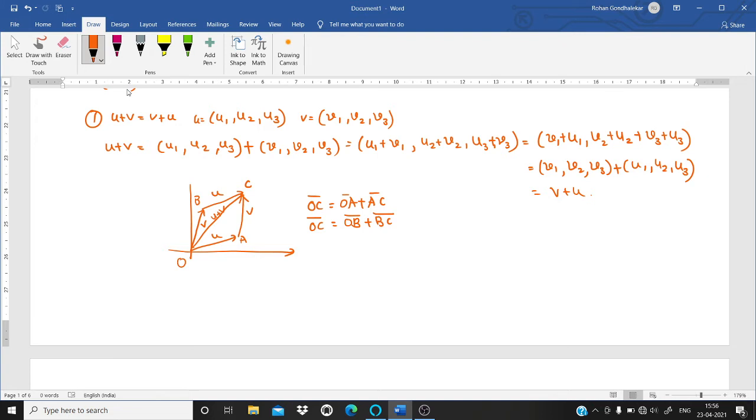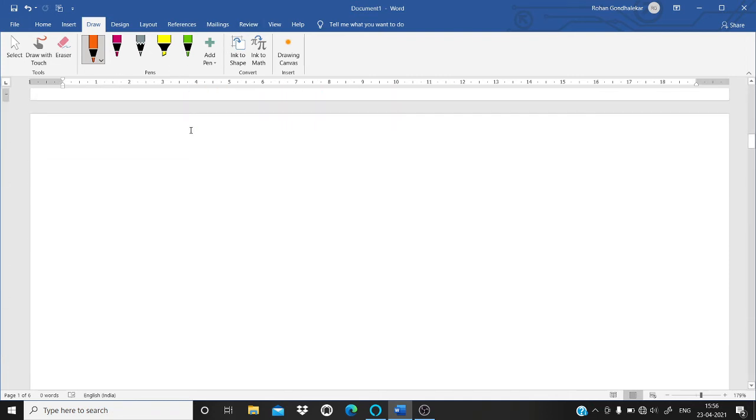Okay. Now, if you want the rest of the properties, you can do it on your own. They are very simple algebraic proofs. You can go with them. The next is equality of two vectors.